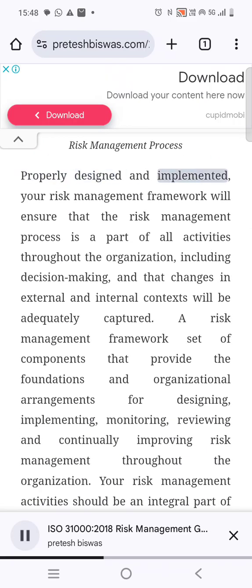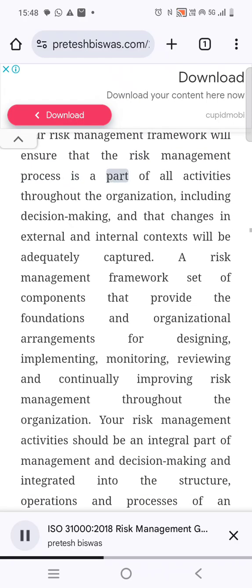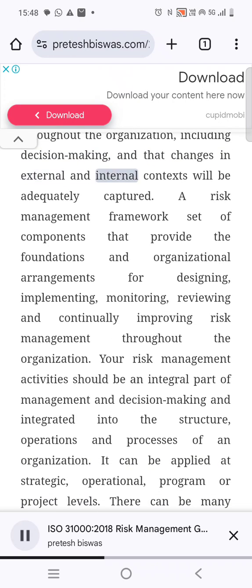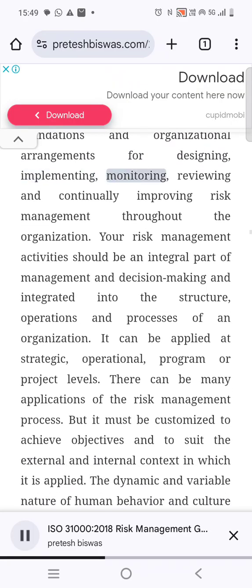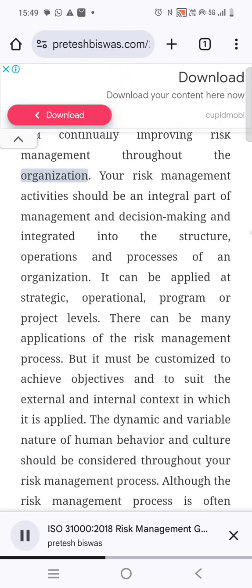Properly designed and implemented, your risk management framework will ensure that the risk management process is a part of all activities throughout the organization, including decision making, and that changes in external and internal contexts will be adequately captured. A risk management framework is a set of components that provide the foundations and organizational arrangements for designing, implementing, monitoring, reviewing and continually improving risk management throughout the organization.